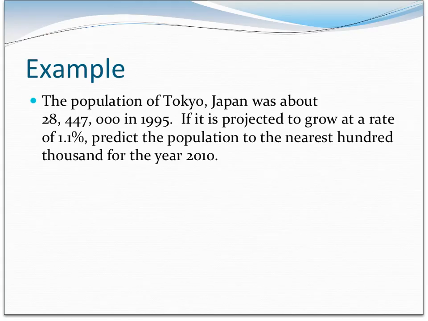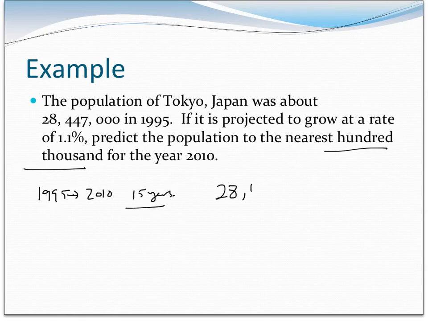What we're going to talk about is another population example. If we had a population in Tokyo and it's projected to grow at a rate of 1.1%, we're going to predict the population to the nearest 100,000, so be careful with the rounding, for the year 2010. So to go from 1995 to the year 2010 is a total of 15 years. I know my initial value is 28,447,000, and I know it's going to grow 1.1%. So 1.011 is my multiplier, and I just set up my growth statement.